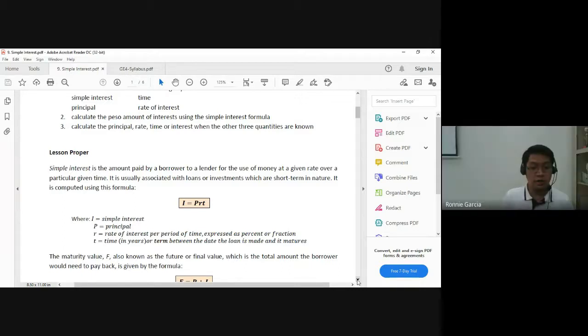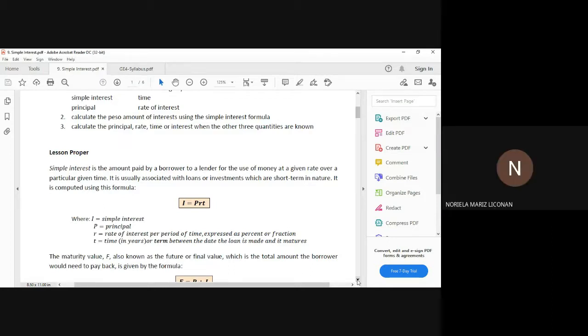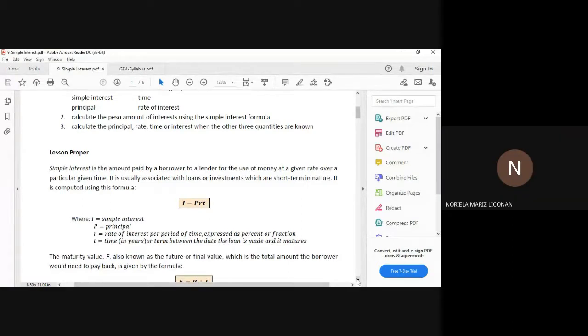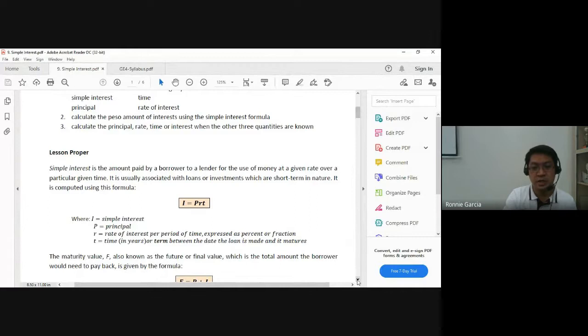Can you read the formula? Okay, sir. I or interest equals PRT. What's the meaning? I is the simple interest, P is the principal, R is the rate of interest per period of time. Then the time should be in years. Sometimes it is expressed in percent or fraction. Then T again, as I have mentioned, it should be in years.